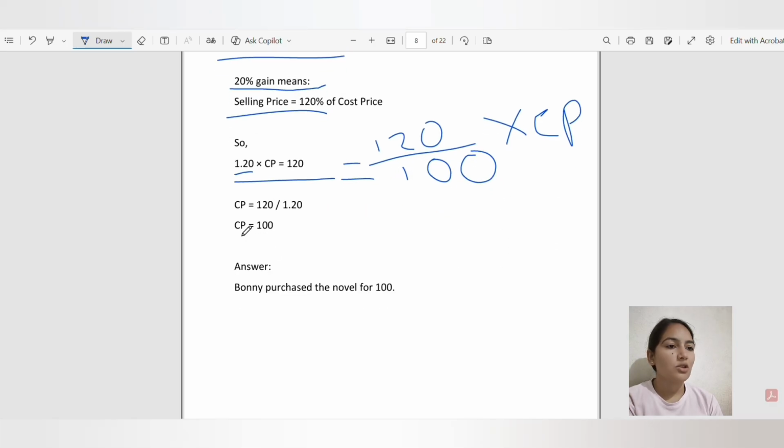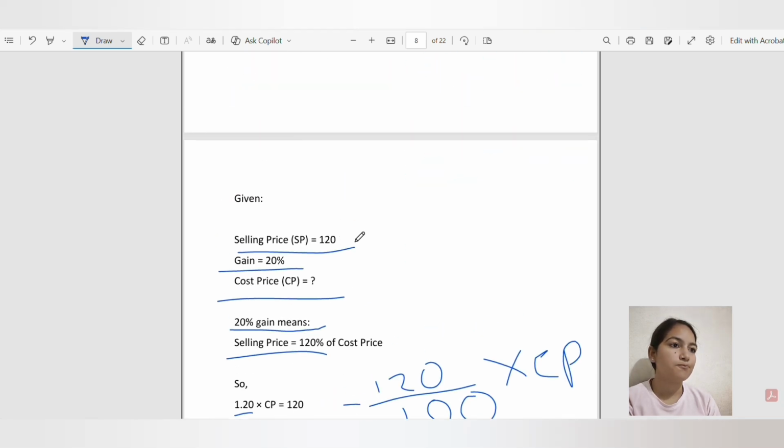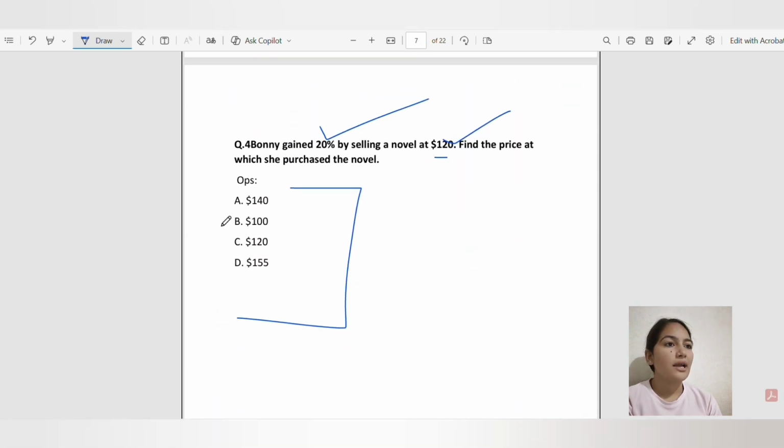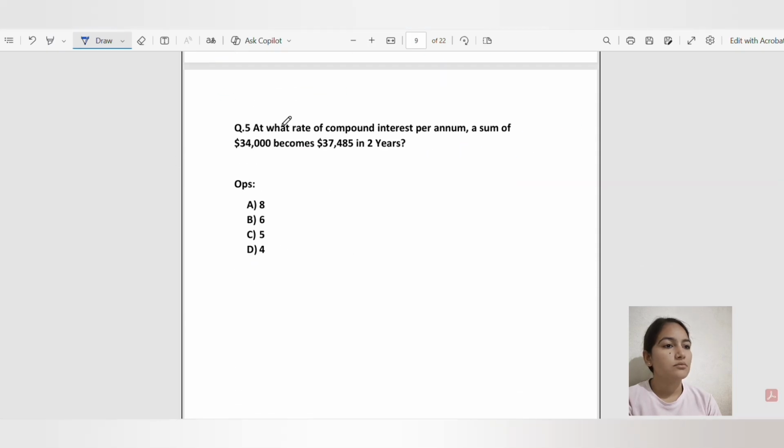And while solving this equation, we will get the value of CP. So the value of CP is 100. Okay. And the correct answer is B.